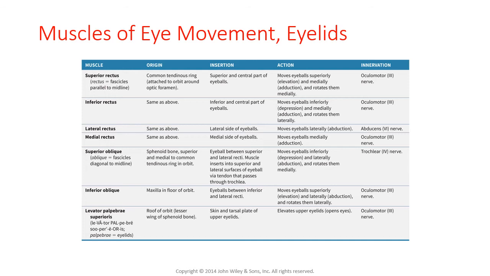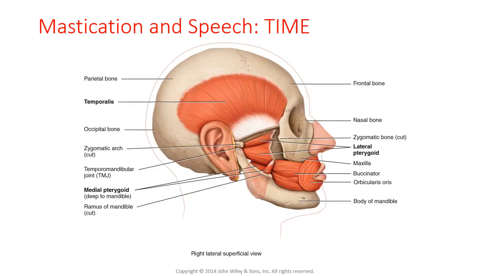And the last one we'll talk about is the one that actually helps raise the eyelids, the levator palpebrae superioris. That's going to be controlled also by the oculomotor nerve number 3.